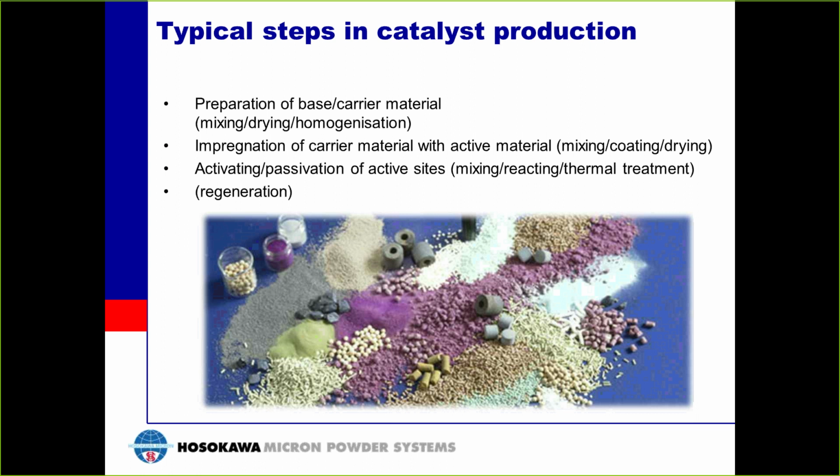Often what you're then going to do is remove that carrier fluid. So you will then use the system as a vacuum dryer, and you will evaporate off that carrier fluid, leaving behind the active bound to your carrier material. Following that, you can activate or passivate, if needed, the active sites, and this is usually done with heat treatment using the jacket of the vessel to provide the heat energy.